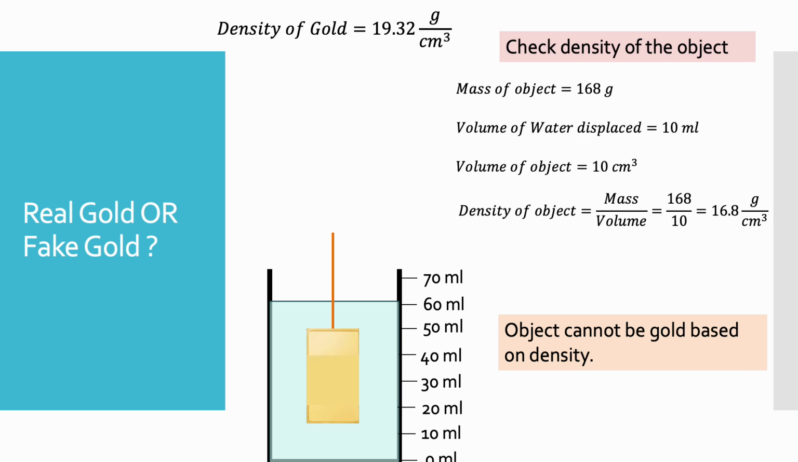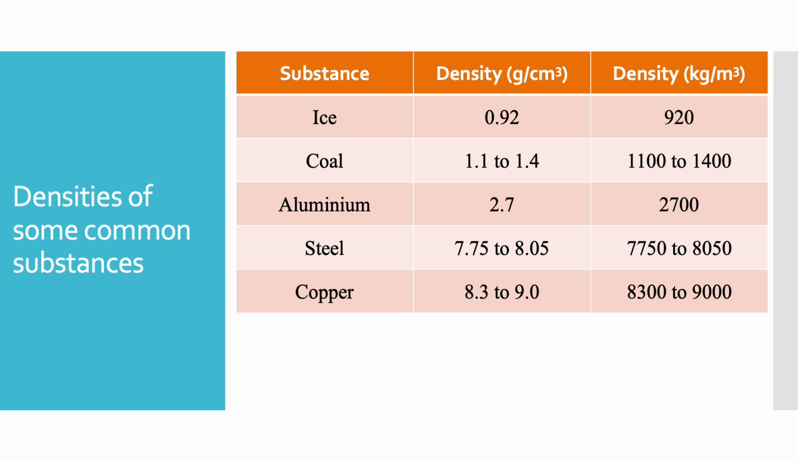This is a great example of how density helps us identify materials without even needing to cut them open or damage them. So if something is claimed to be gold, always check its density. It's one of the most reliable tests.